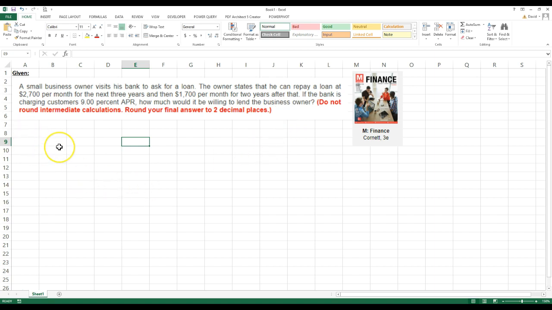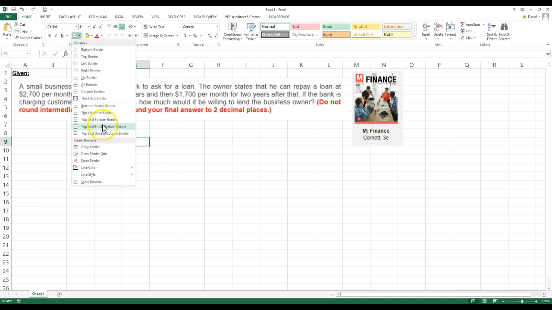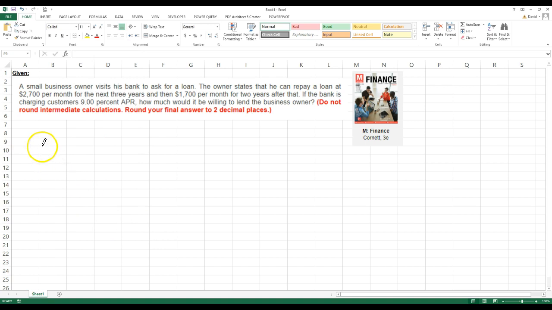Okay, so I'm going to go ahead and try to do a little cash flow diagram. So I'm going to go under the Home tab, to the Font group, and under Draw Borders. I'm going to do kind of a thick border here so we can see it a little bit better. And they want to know basically how much the bank is willing to lend.